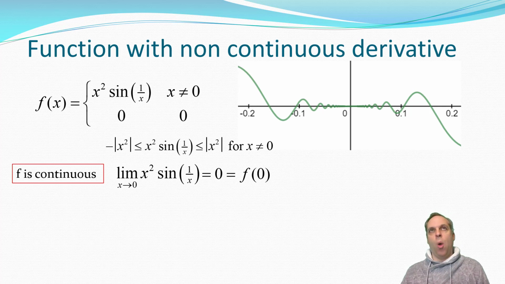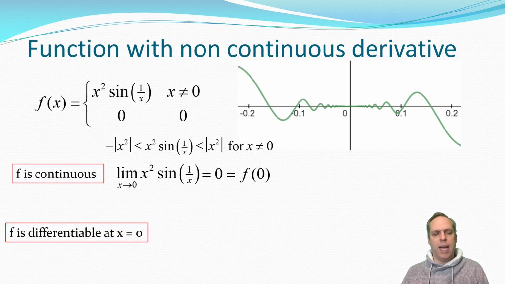The next question is, what is the derivative then? What should the derivative be at 0? Because the derivative anywhere else is easy, we just use the derivative rules. So at 0, let's just apply the normal definition.